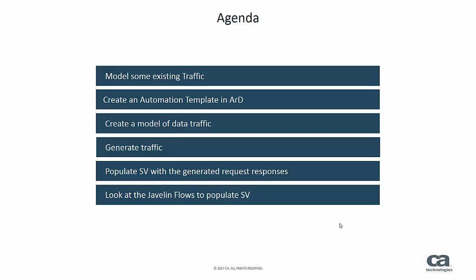So the agenda: we're going to have a look at some existing traffic. We've got a little weather app, and out of that we're going to create an automation template in ARD, which doesn't take very long. We're then going to do a bit of modeling of some interesting traffic we'd like to create. Then we're going to actually generate some traffic, and once we've generated it, we are going to populate CA Service Virtualization with the generated request response pairs and have a look at them in live mode and virtual mode. And then at the end we're going to look at the Javelin flows, which actually populate the service virtualization, in some detail.